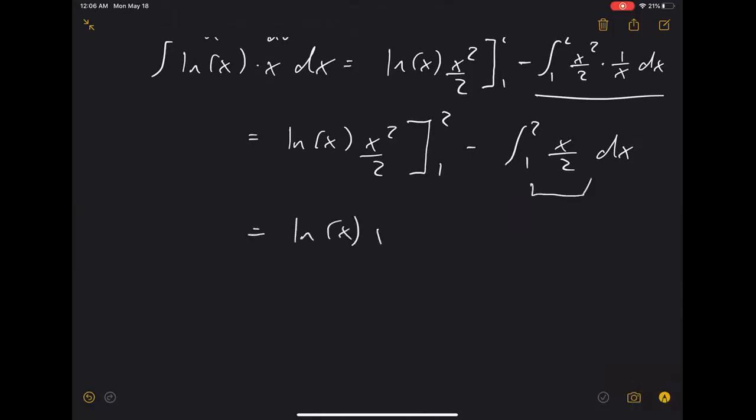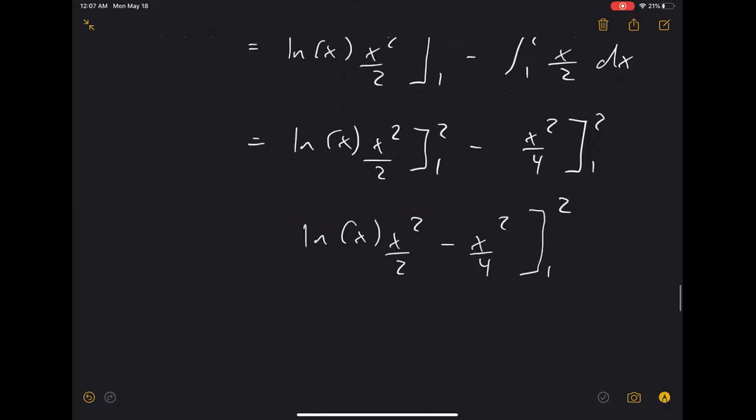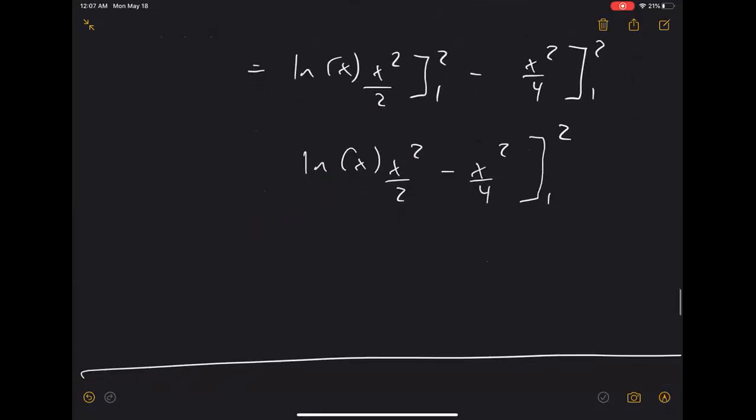Okay, so the first part is unchanged. And then the antiderivative of x over 2 would be x squared over 4. And then we should evaluate that from 2 to 1 as well, right? Well, now I'm evaluating this from 1 to 2 and this from 1 to 2. So instead of doing that, I'll just put it all together and evaluate it all at once. Same thing.